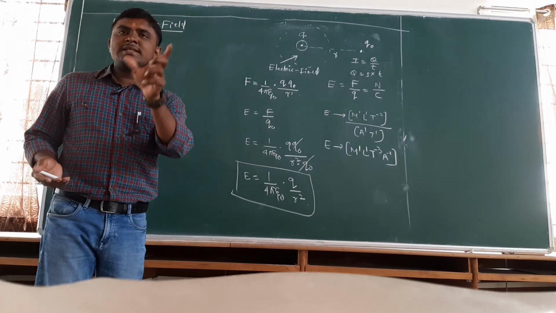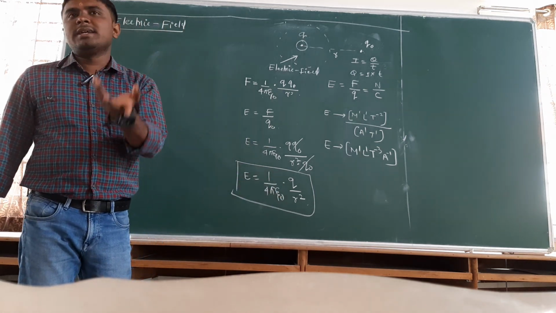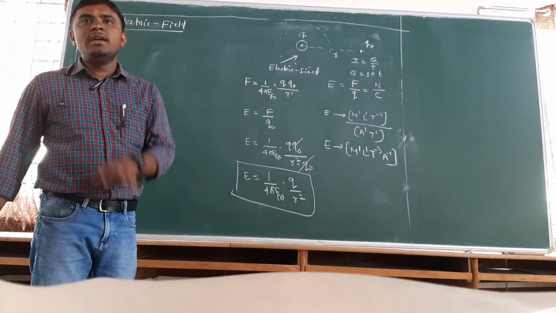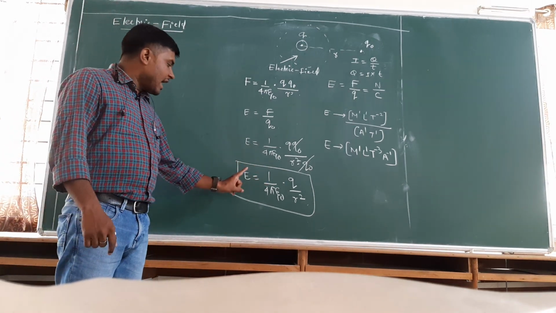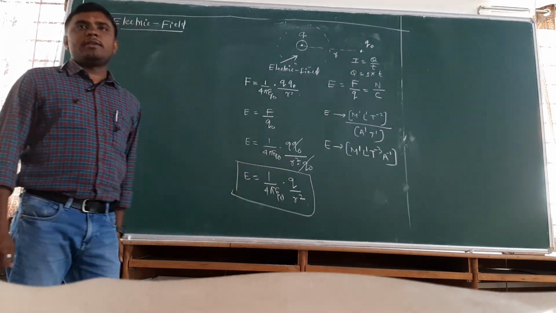R बोलेगा तो डिस्टेंस है, कितना डिस्टेंस पे मांगता है, and 1 by 4 pi epsilon naught, we all know it is a proportionality constant whose value is known to us, that is 9 into 10 to the power 9, that you can substitute, and Newton per Coulomb, and E will be. So this is the expression for electric field.